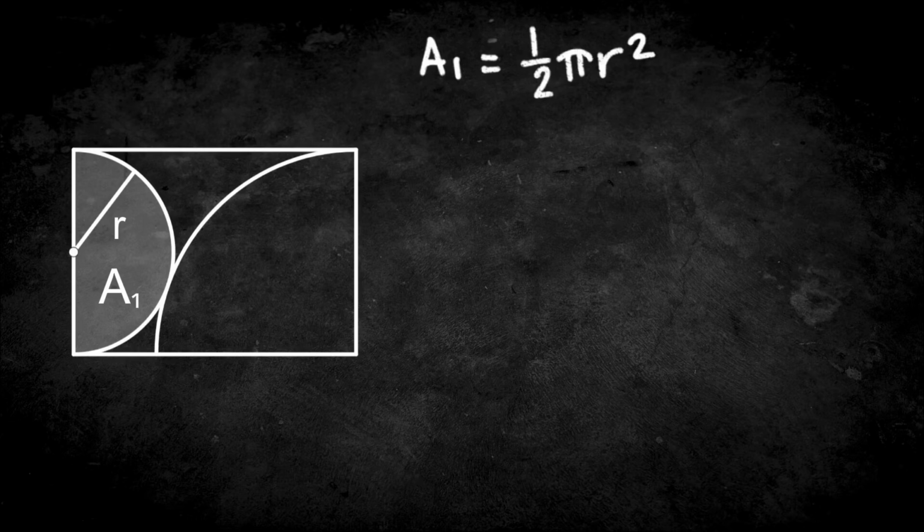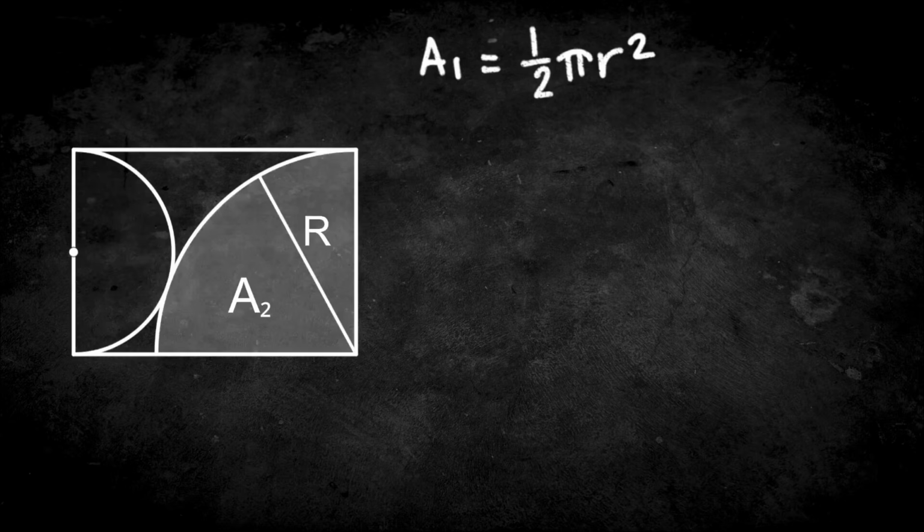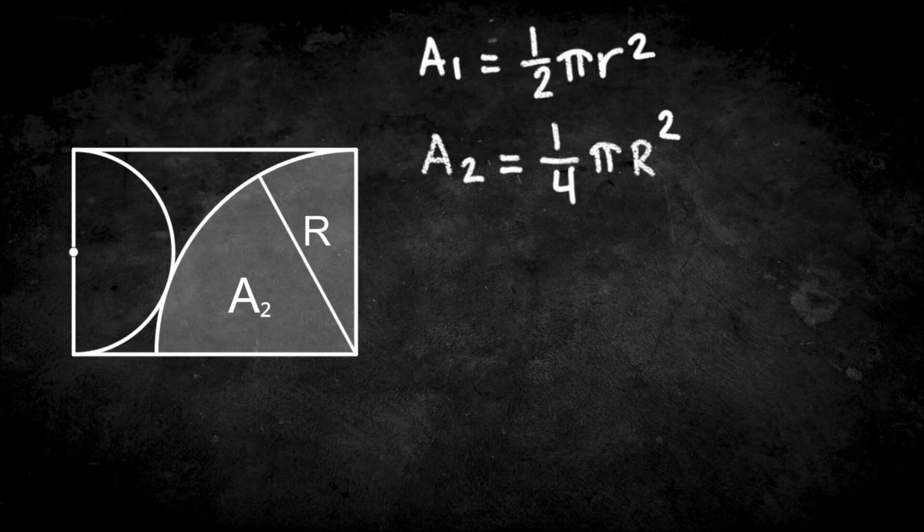Next, let's say the area of the semicircle is A1. The area of the semicircle is half of the area of the circle of same radius. Therefore, A1 is equal to 1/2 pi times small r squared. Now, let's assume that the area of the quarter circle is A2. The area of a quarter circle is 1/4 of the area of the circle of same radius. Therefore, A2 is equal to 1/4 pi times capital R squared.